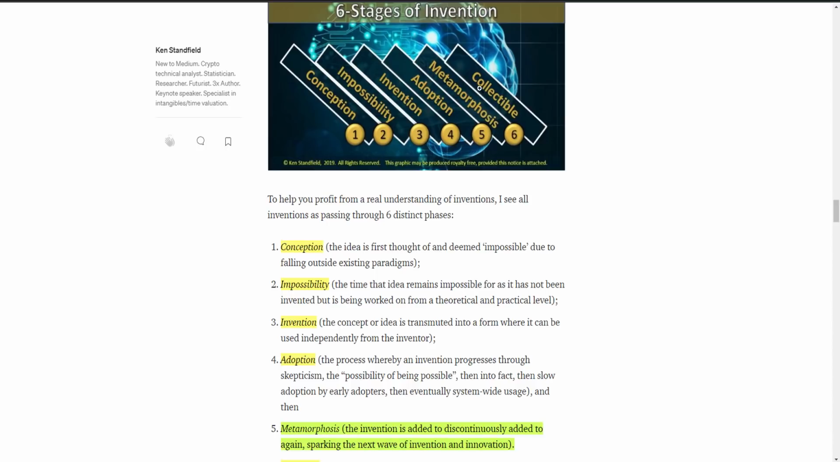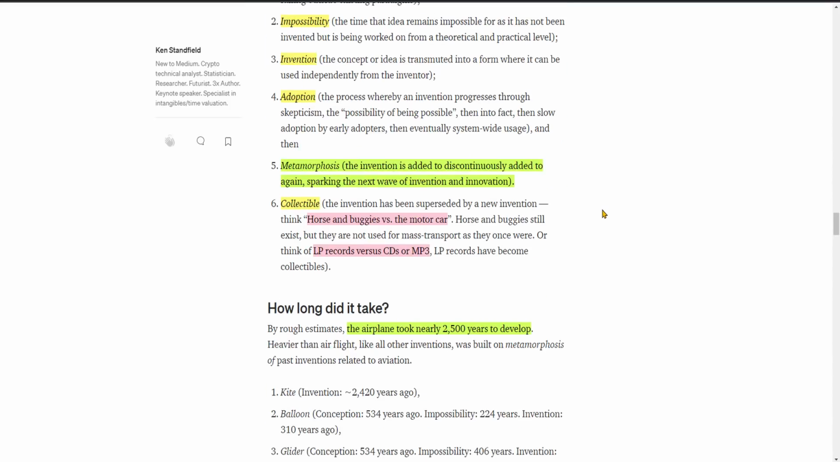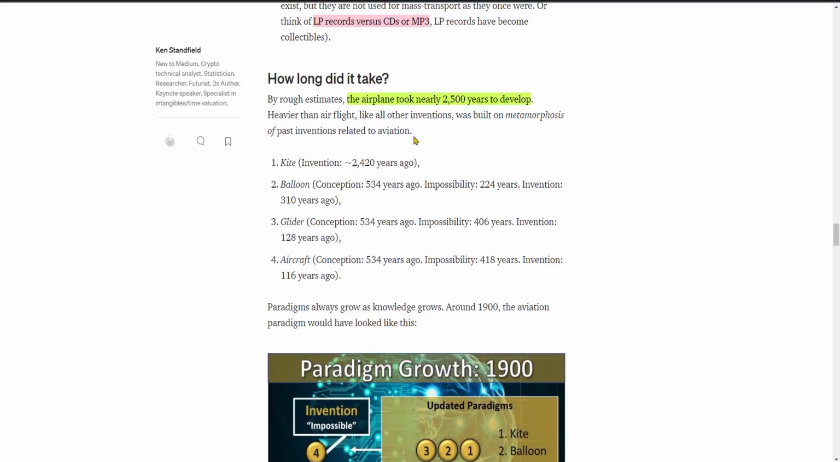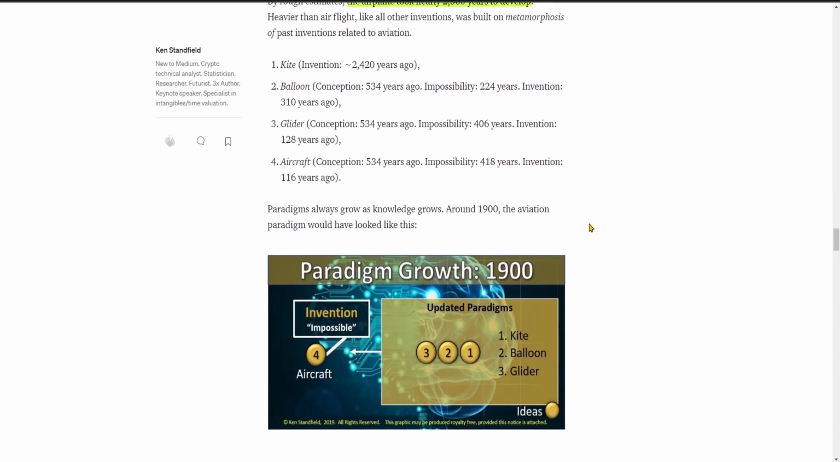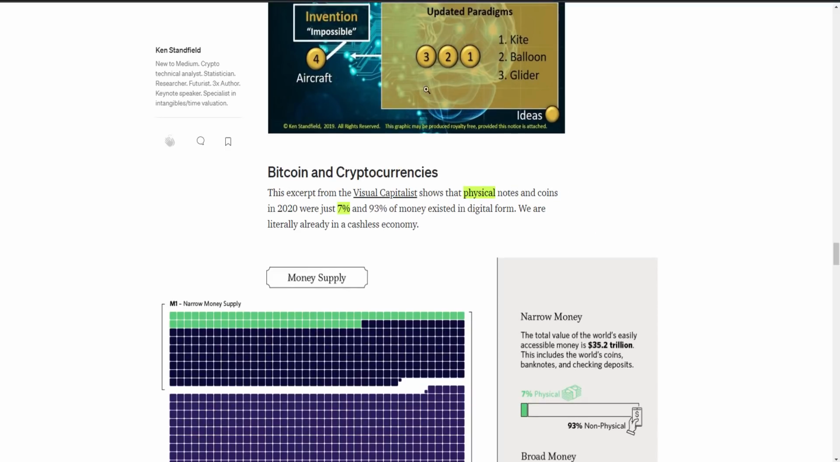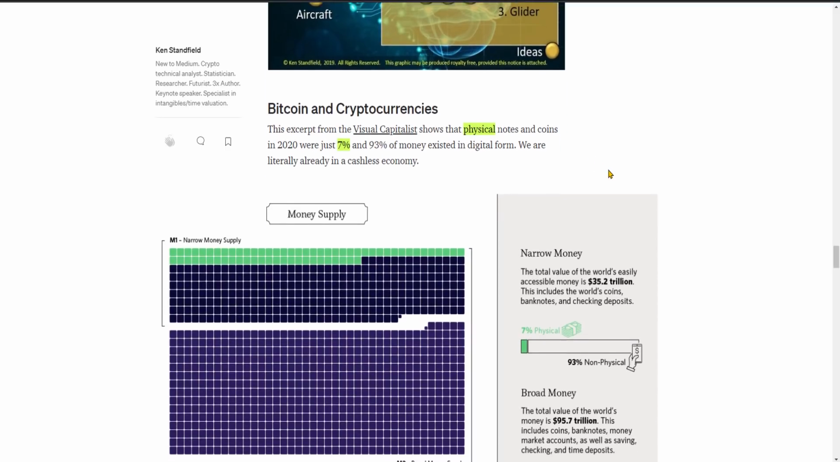Then what happens? You remember CDs? You remember LP records? They're now collectibles. How about a horse and buggy? That's kind of a collectible. But collectibles were once mainstream in terms of adoption. Just a little bit of information. The airplane took literally 2,500 years to develop. I've got a little bit of info, more information on that down below.